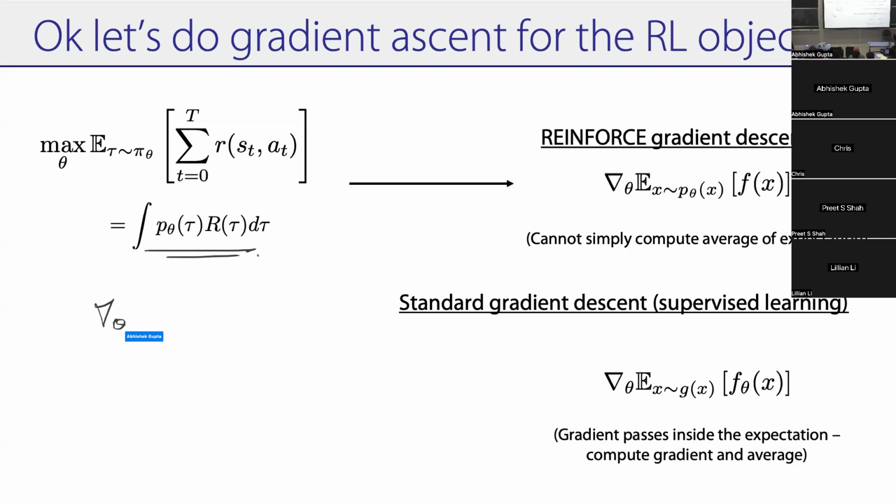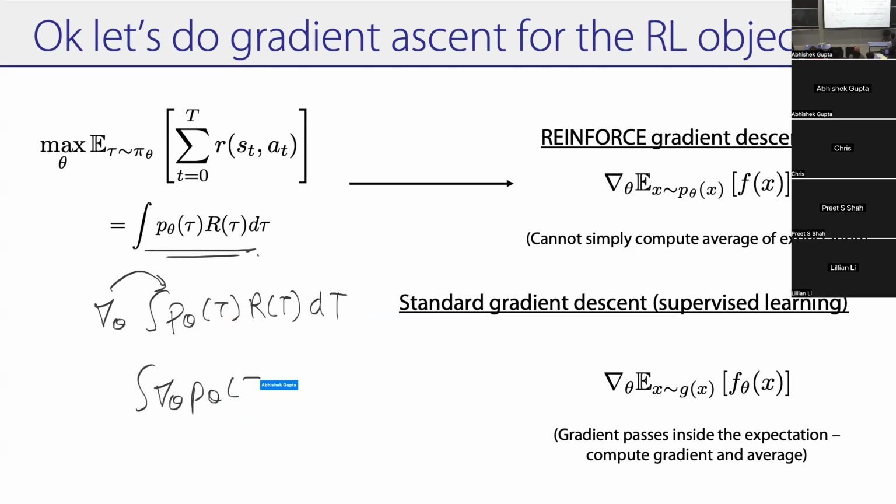So we say grad theta integral p theta tau r tau d tau, right? You move the gradient inside, and you get integral of grad theta p theta tau r tau d tau. Same math, you just move it inside. But the important thing now is that this thing is not an expectation. Expectations are some probability distribution times some integral over that. There's now a gradient of a probability distribution, not a probability distribution. So this is not an expectation.